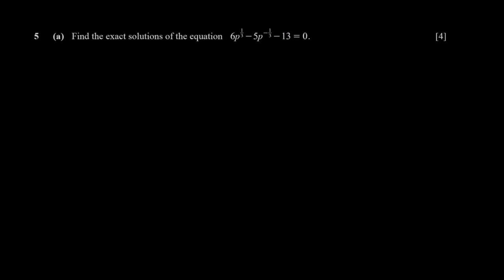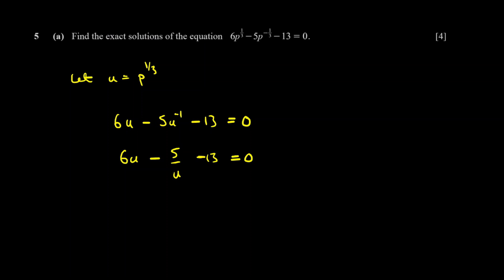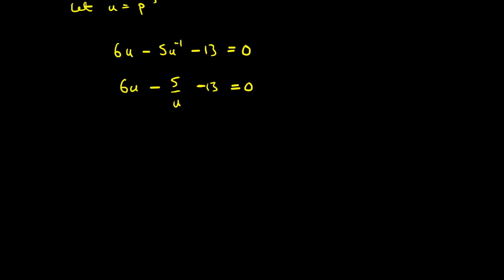Okay, here we are in question 5. Now, I think the best thing to do with questions of this type is to use the substitution pretty early. So the substitution I'm going to use is to let u equal p to the power of a third. If I do that, this changes to 6u minus 5u to the negative 1 minus 13 is equal to 0. Now, what does u to the negative 1 mean? It means 1 divided by u. This becomes 6u minus 5 over u minus 13 is equal to 0. And we're going to multiply the entire equation through by u to give us 6u squared minus 5 minus 13u.